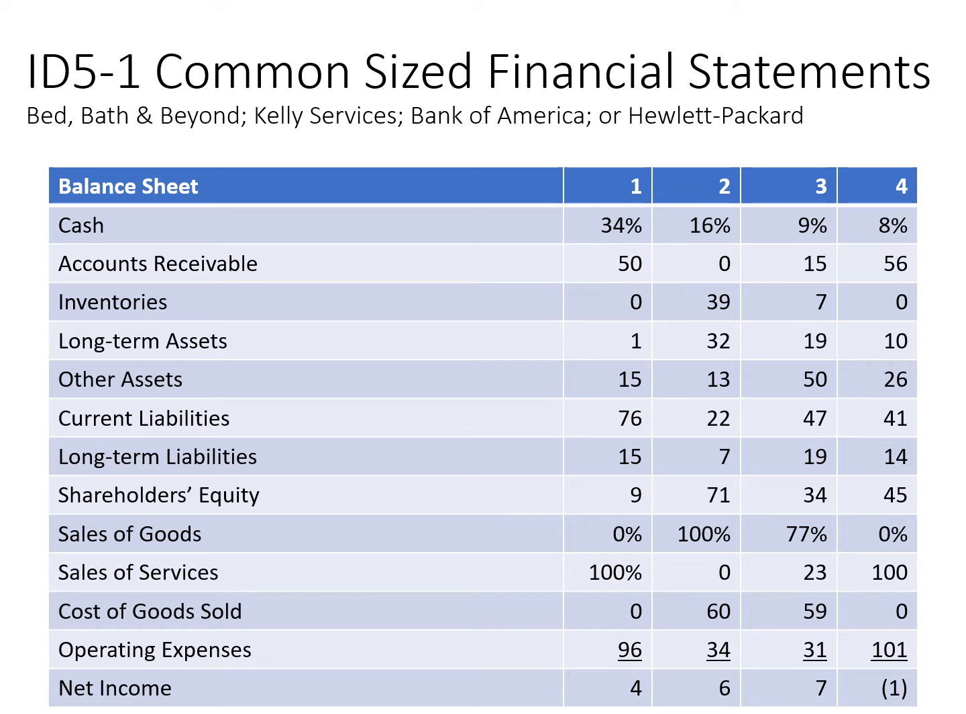So let's use our knowledge of common sizing financials to figure out which company could be which, because the structure of a company will differ depending upon what it does. So if I think about Bed Bath & Beyond, that's a retail business, whereas Kelly Services is a service business, Bank of America is a bank, and Hewlett-Packard is manufacturing, and it also does some service.